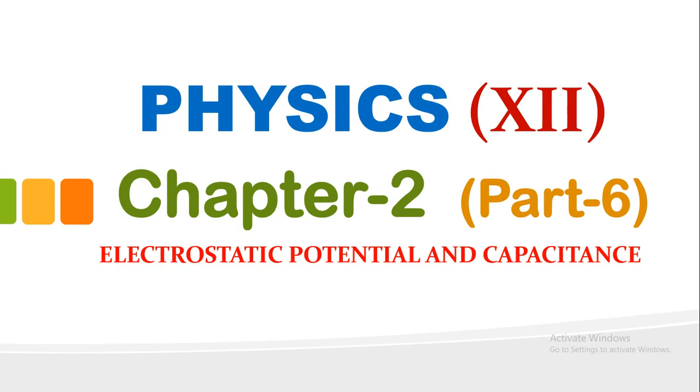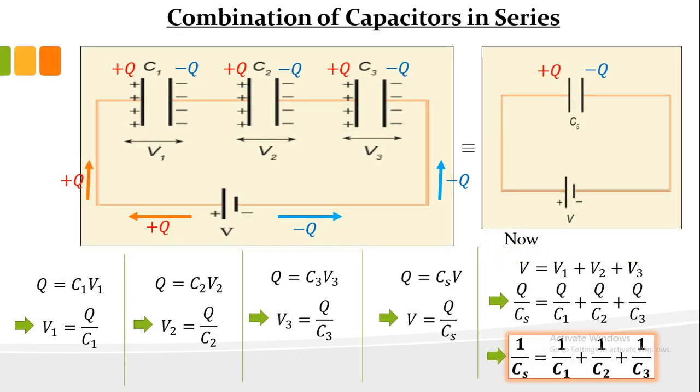We will find out the expression for equivalent capacitance of three capacitors connected in series and then in parallel, one by one. Okay, let's start. Combination of capacitors in series. Suppose three capacitors having capacitances C1, C2 and C3 are connected in series with a battery of potential difference V.